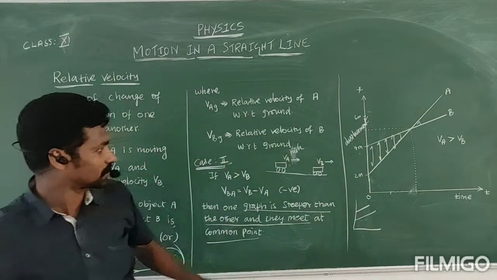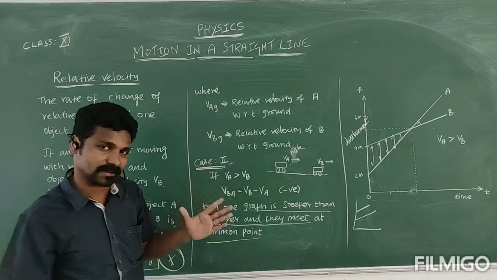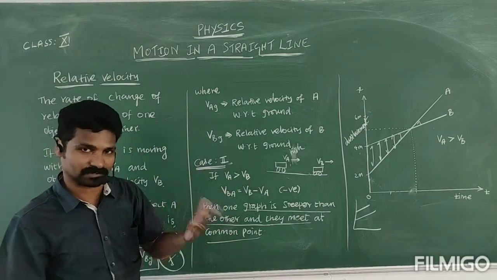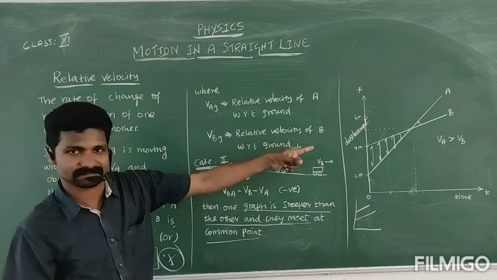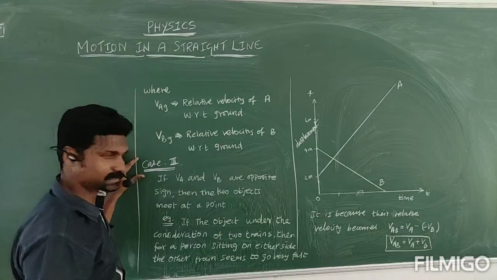Okay students, I hope you understood what happens if the velocity of object A is more compared with object B. What about this graph? Next we will see case 3.